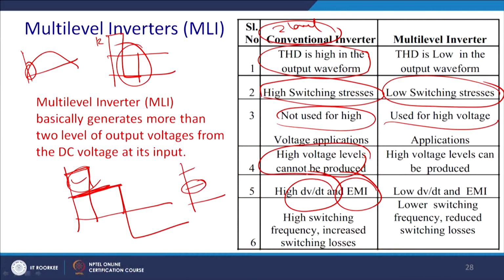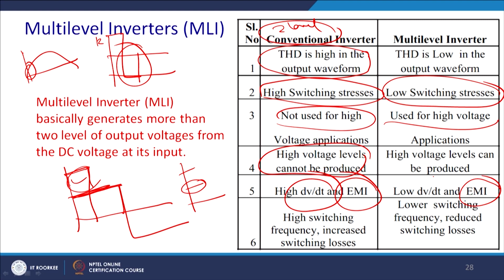And one of the menaces of a high dV/dt is the EMI, so it will have more electromagnetic radiations and interferences. Since dV/dt is less, EMI also will be less.